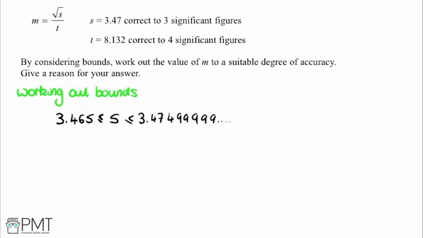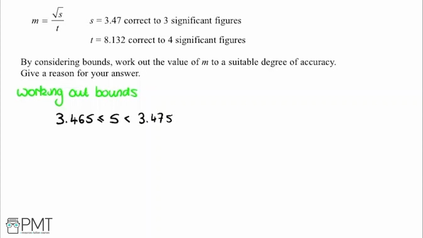And this works, but it's not very neat writing it like this. What we actually do is we write this as 3.475 and change the symbol here from less than or equal to just less than. And that means the same thing. That's great. So we've worked out the bounds of S.